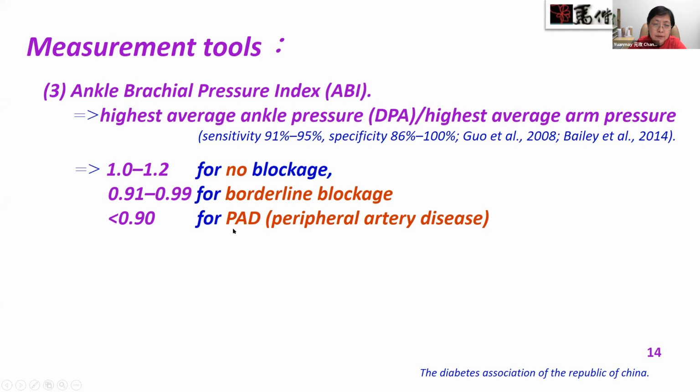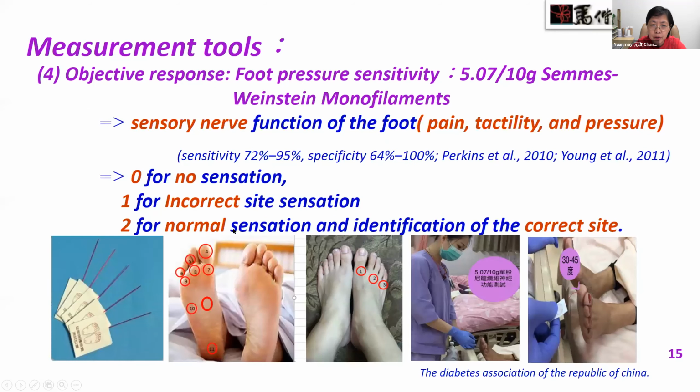Also, we have to test the foot pressure sensitivity. We use a monofilament nylon wire that exerts 10 grams of force when bent into the shape of the letter C against the skin for one site. Each foot has 11 sites, including 3 on the back of the foot and 8 on the sole of the foot.